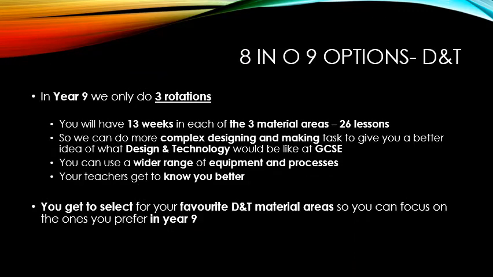So, why do we do these little mini options? Hopefully, what we're looking to do is give you a little bit longer in each material area. So this time, you're only going to choose 3 different material areas rather than the 4 we did in Years 7 and 8. So we end up with more lesson time with the teachers. So again, that means that we can do more complicated design work, more complicated making tasks, and give you a better idea of what DT is going to be like at GCSE. Again, because of this extra time, we'll be able to use a lot wider range of equipment and again, more complicated processes. And again, it's a good chance for your teachers to get to know you that little bit better, ready for choosing your options at the end of Year 9.